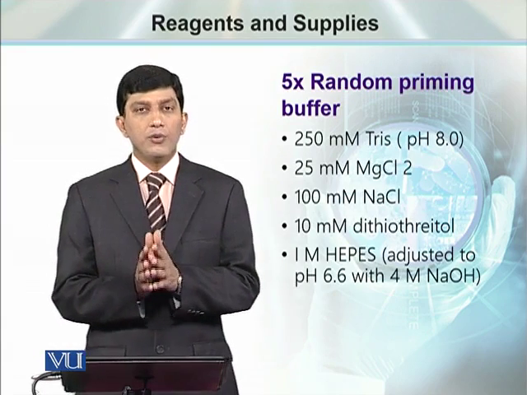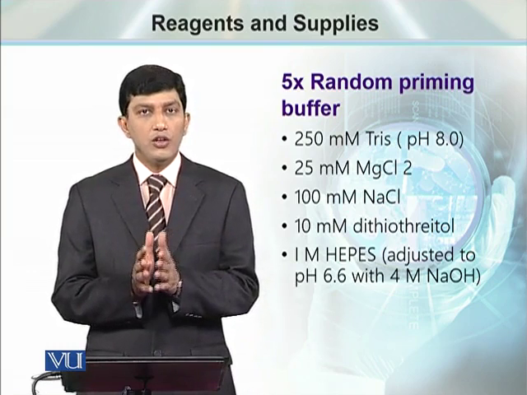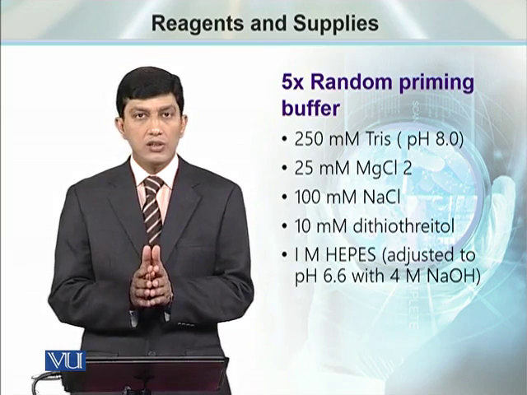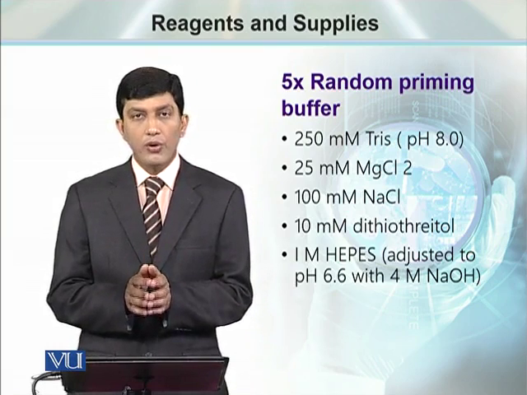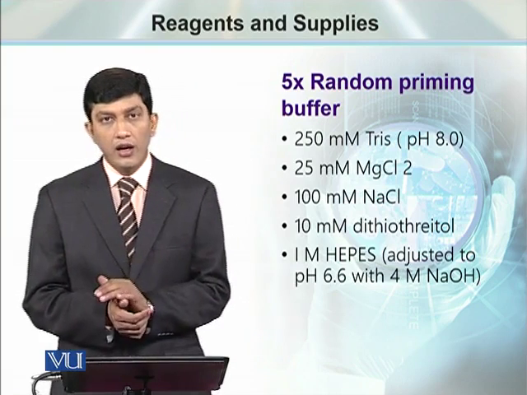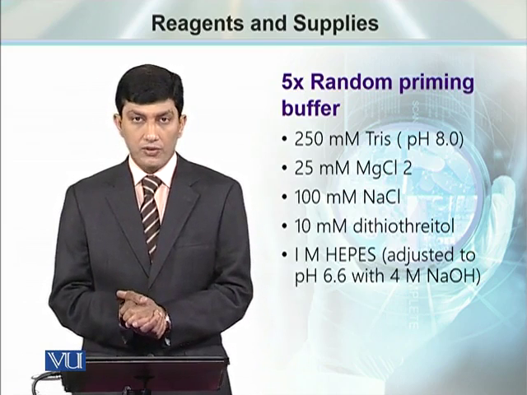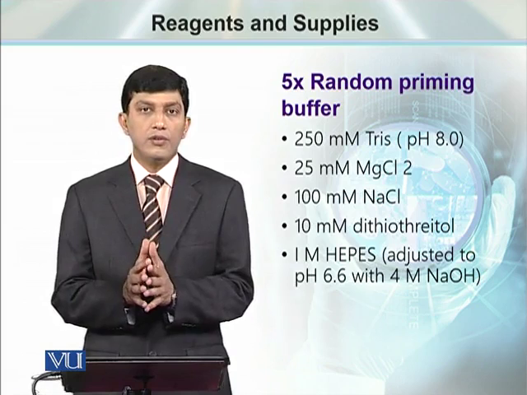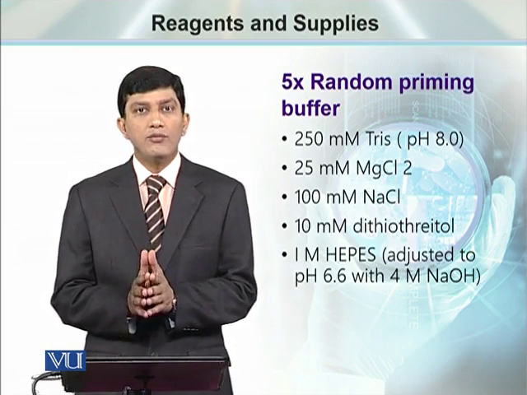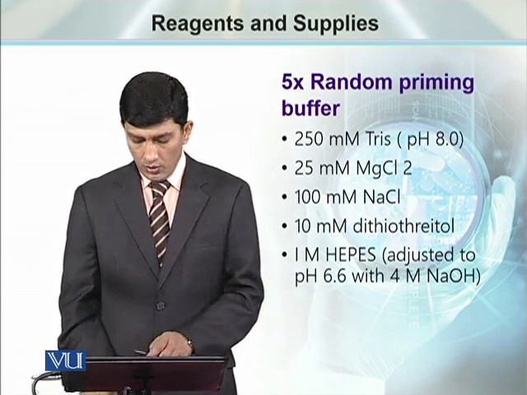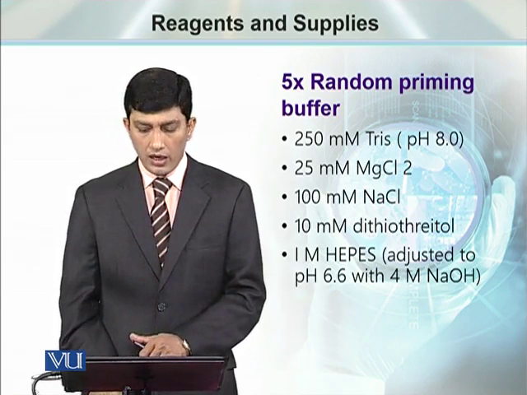Random priming process को carry on करने के लिए we use 5x random priming buffer which contains Tris, magnesium chloride, sodium chloride, dithiothreitol and HEPES. At the end of the preparation, you have to adjust its pH near 6.6 using the sodium hydroxide.